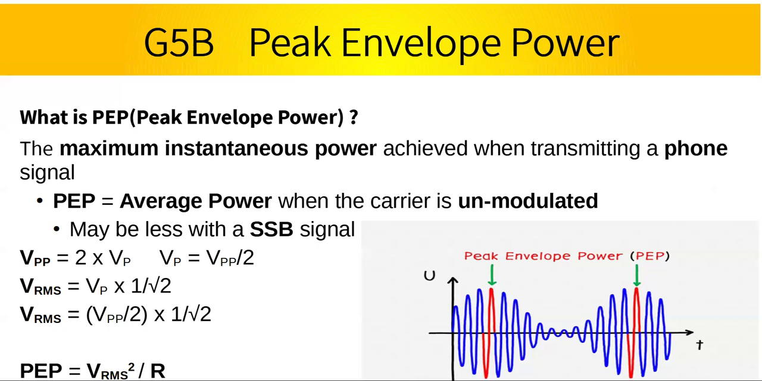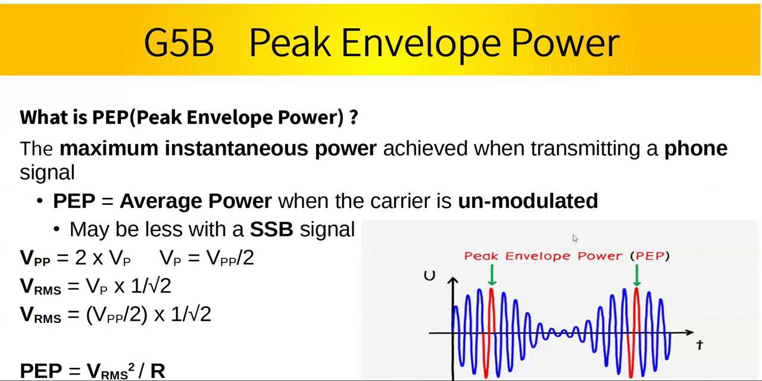So again, the peak to peak is going to be twice whatever the peak is. Vice versa, the peak is half of the peak to peak. The RMS value is the peak times 1 over the square root of 2, or 0.707 times the peak. And if you're doing peak to peak, you have to divide it by 2 and then do the 0.707.